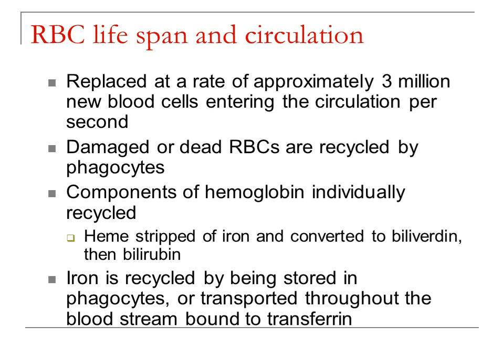So the components of the red blood cell, which is the hemoglobin, are the ones that are individually recycled. And this hemoglobin is broken down into two. You have the heme and the globin. The heme part is stripped of iron. Iron is removed from the heme, and the remaining part of the heme is converted to biliverdin, which is then reduced to form the bilirubin. So this iron that is stripped from the heme is recycled by being stored in phagocytes or transported through the bloodstream bound to transferrin.